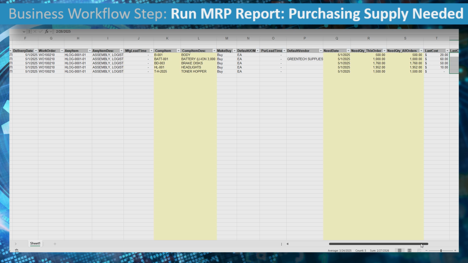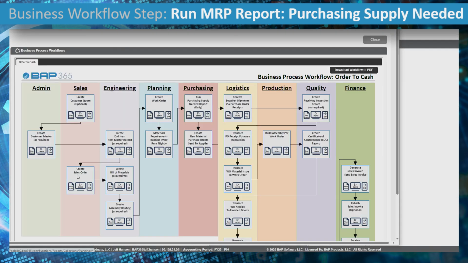In general, your purchasing or your buyers would work from this list as soon as sales orders are entered, as we did in the previous step. Let's pull up our flow chart. So we entered our sales order. Engineering created the bill of materials. They created the assembly routing. Your planning department or production created the work order. MRP ran overnight, and then we got to this step of running the purchasing supply needed report.